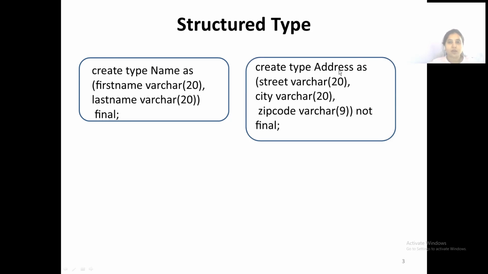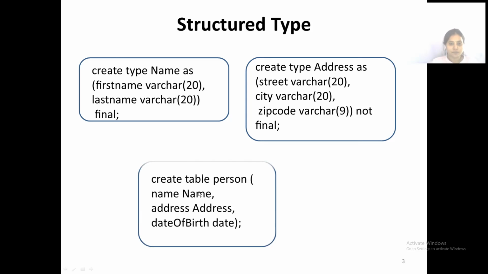Again, address is a complex data type, so it's created using the structure type. The syntax is create type address, and its components are street, city, zip code, and here the keyword written is not final, meaning it can be further subtyped. Okay. Now we have created the complex types for the address and the names.